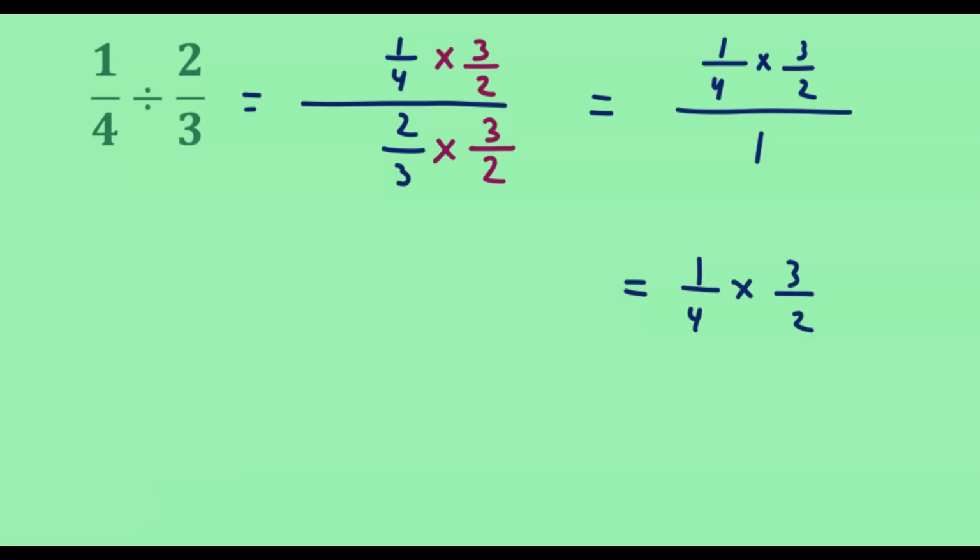So what have we ended up with? We can see that we now keep the first fraction, and then we change the division sign into a multiplication sign, and then we flip the second fraction, and this is what we get.